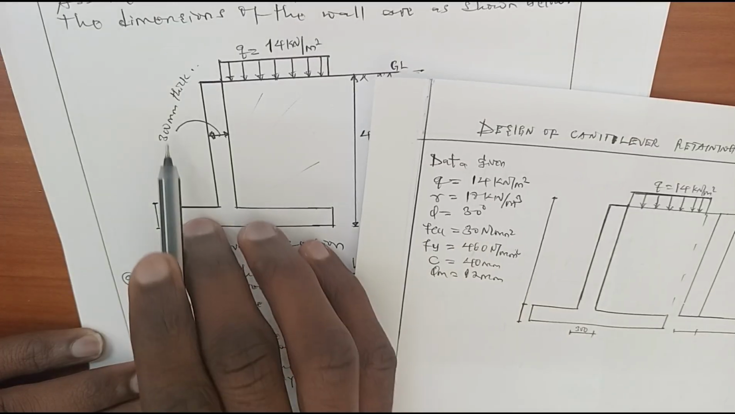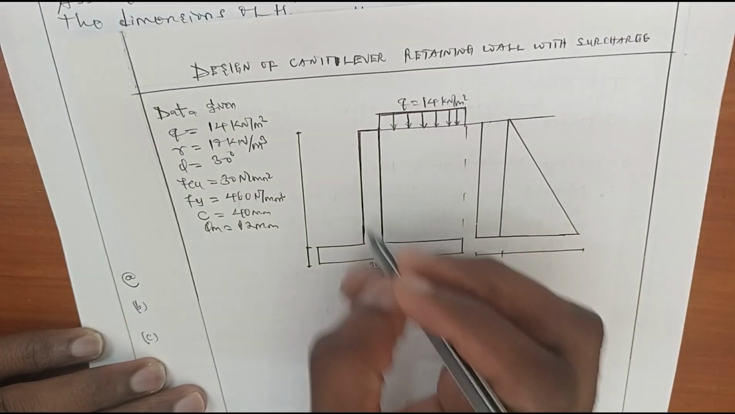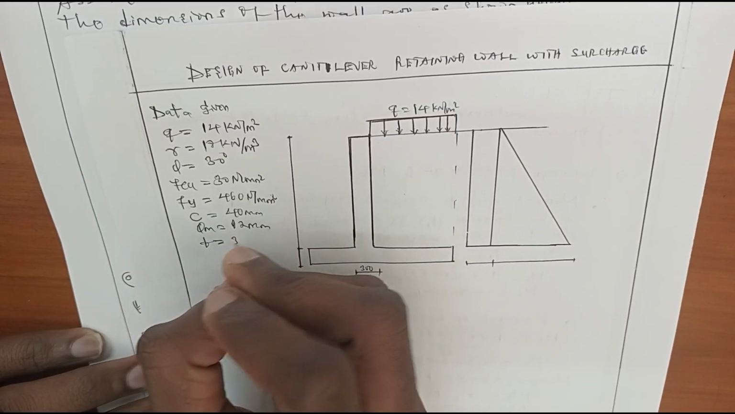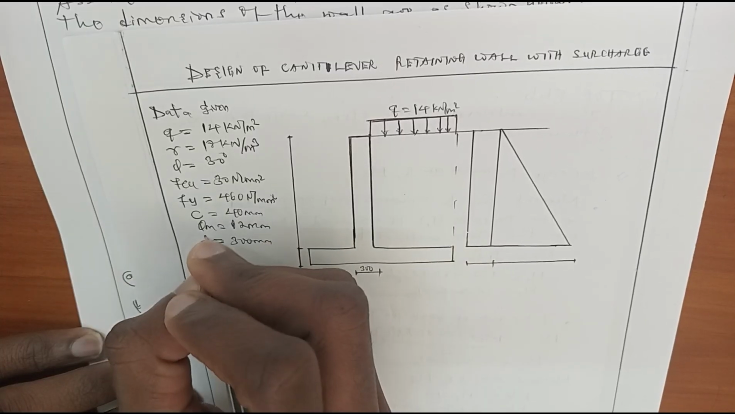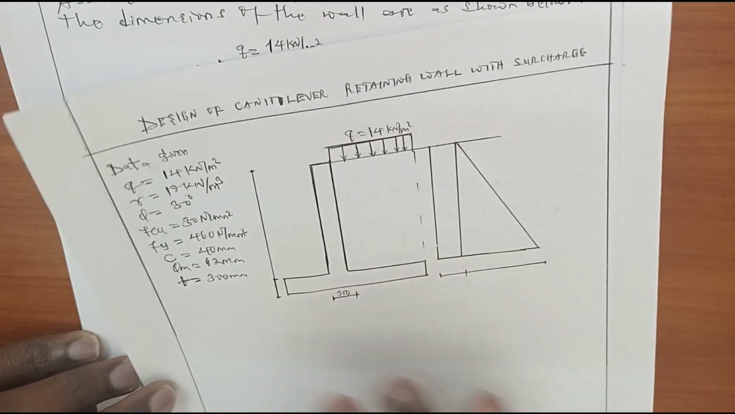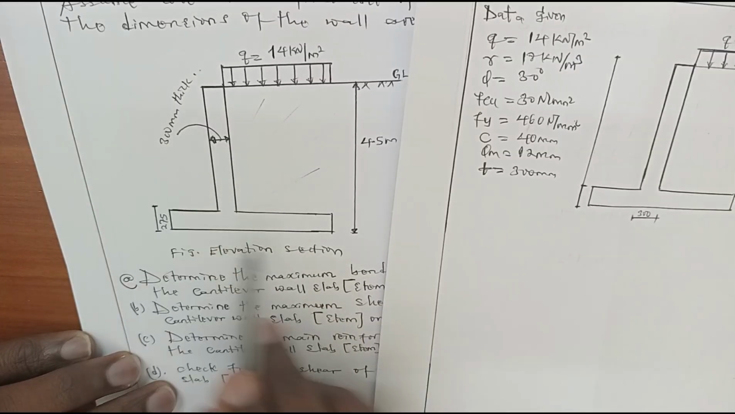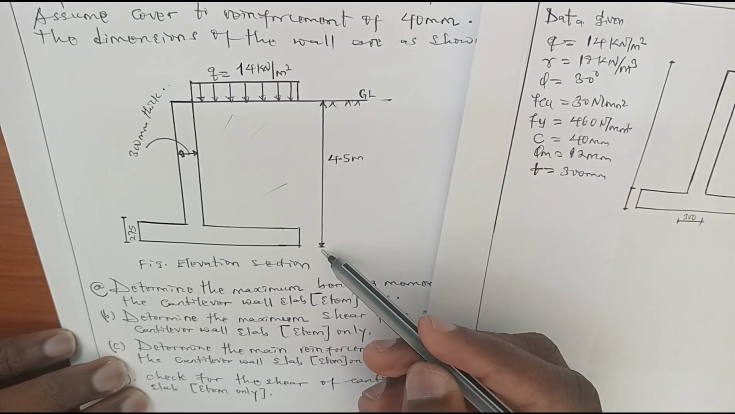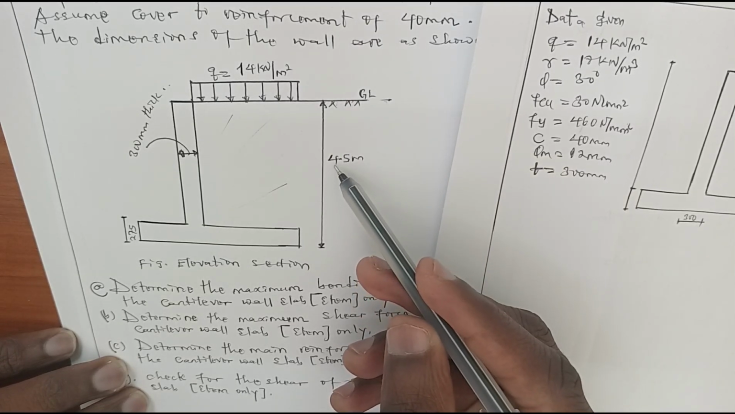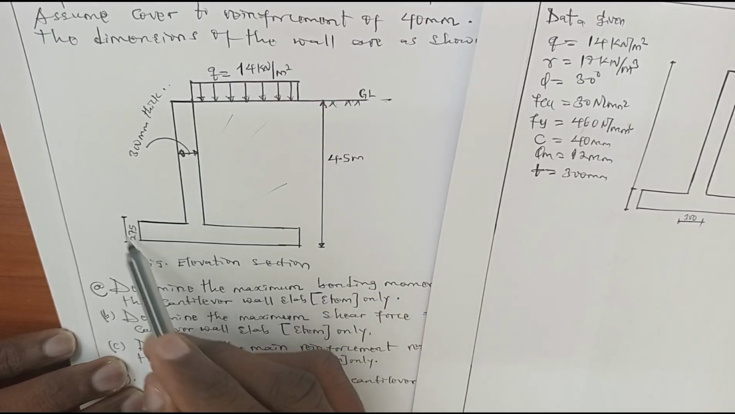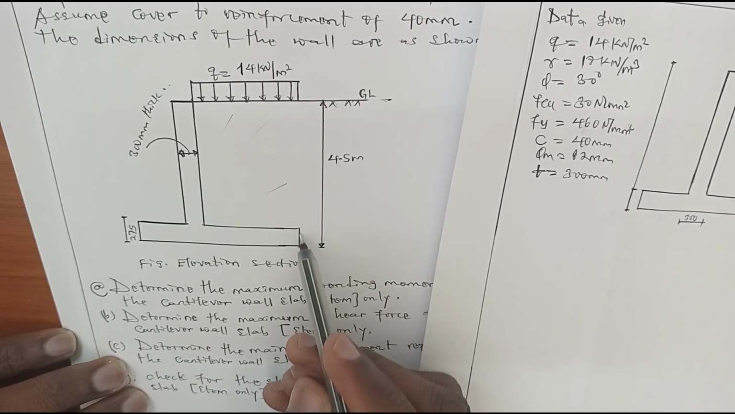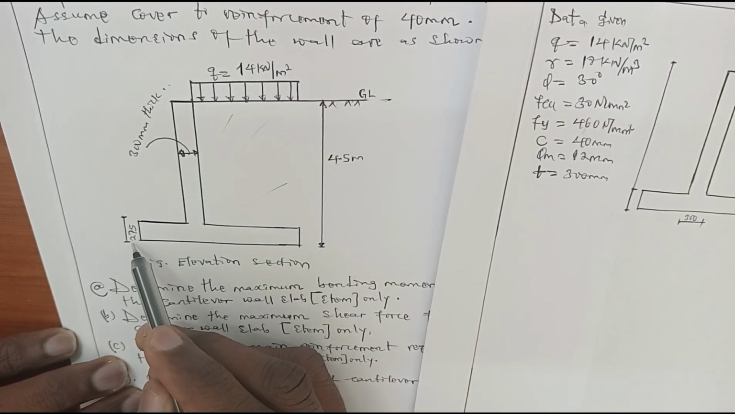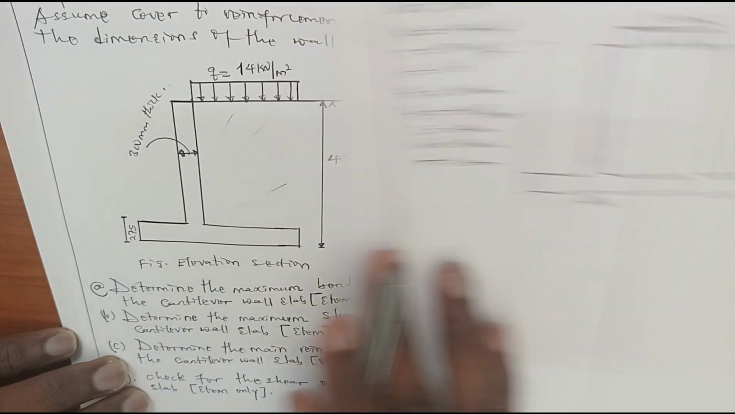Now, we also have the stem thickness. The thickness of the stem is 300 millimeters. This retaining wall has a height from the ground level down to the base of 4.5 meter, and the thickness of the base slab of this retaining wall is 0.275 meter.